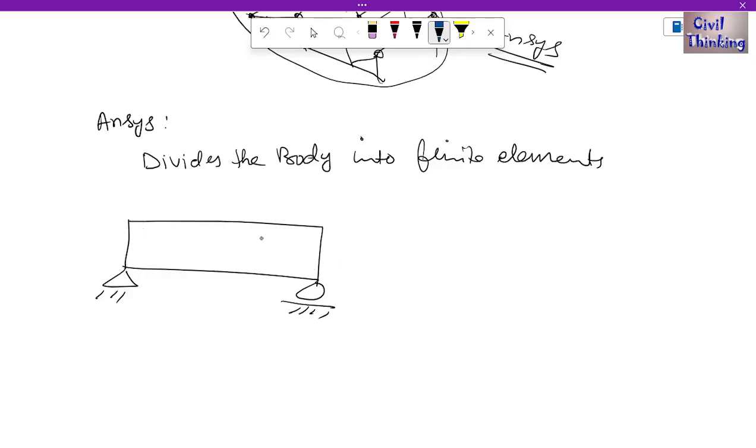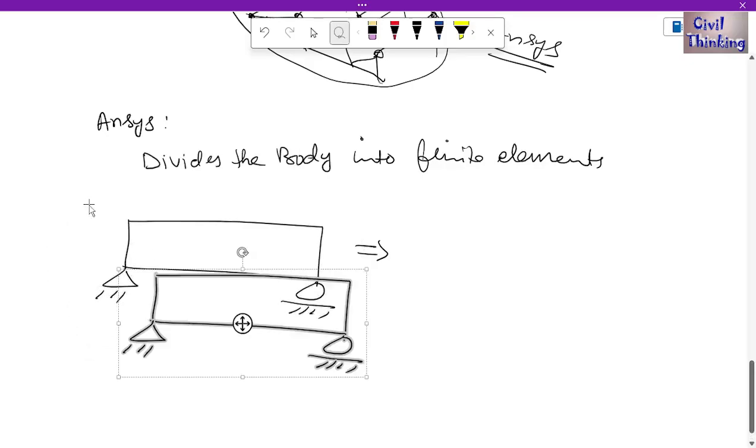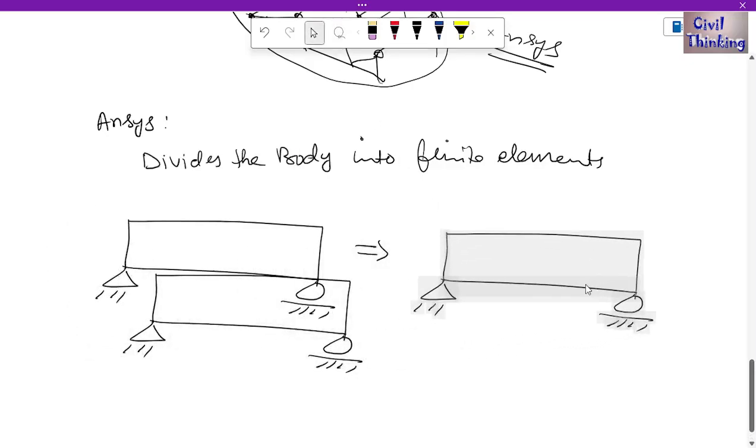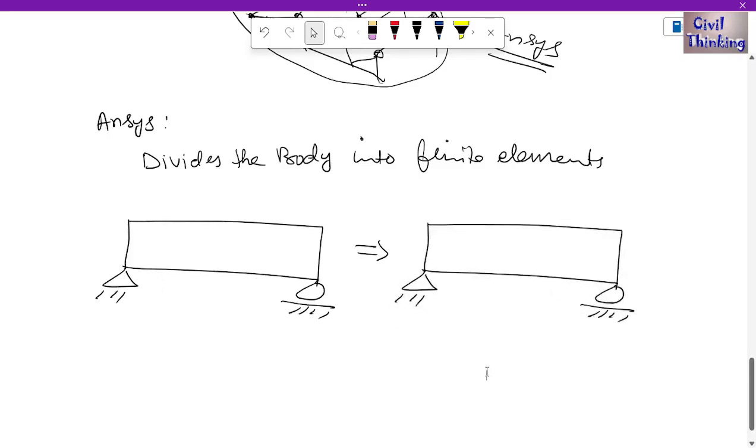It will convert it into, let me show it here. It will divide it into finite elements. Let me draw these. I will show you what these finite elements are.